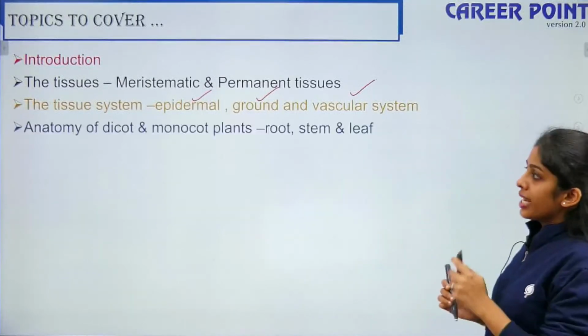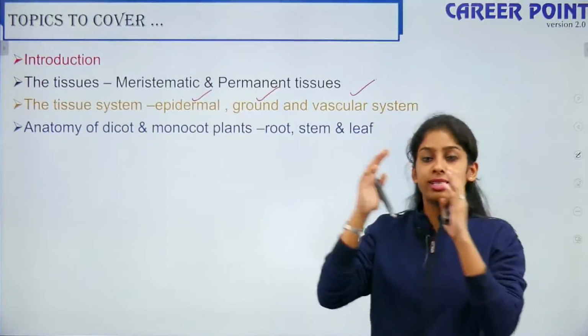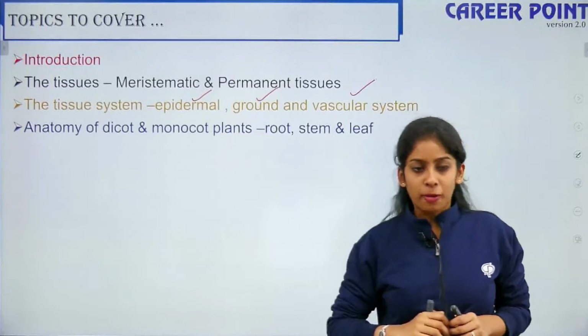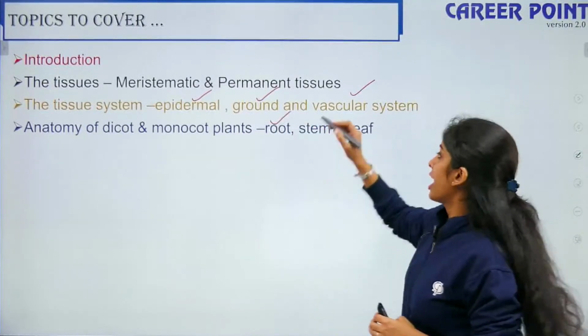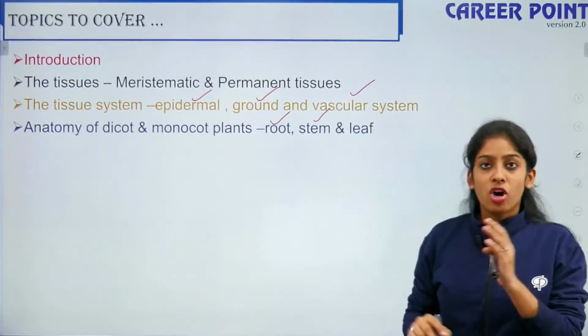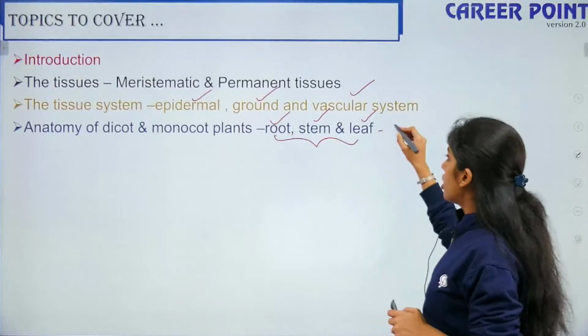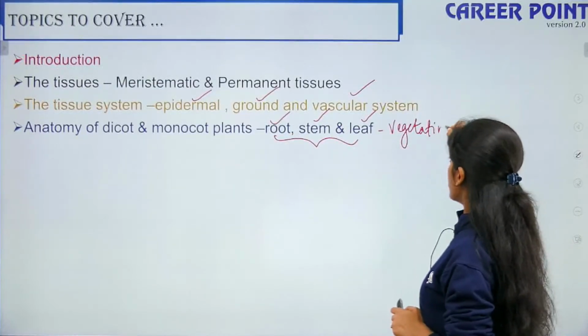Later we are going to talk about the anatomy of dicot and monocot plants, because that is where you'll find the majority of the differences. So we will talk about dicot and monocot root, dicot and monocot stem, dicot and monocot leaf. All these together are called the vegetative part of the plant, if you remember morphology.